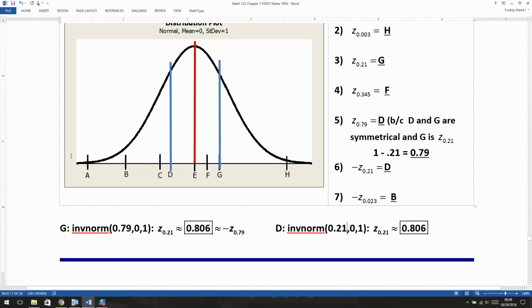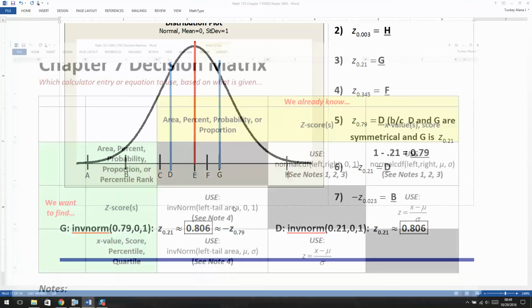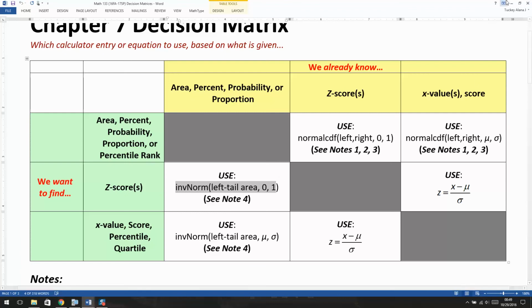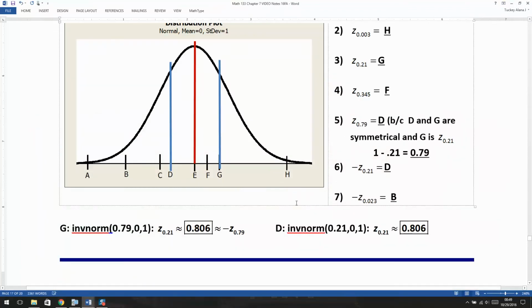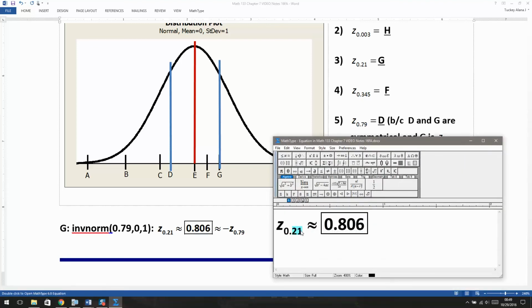Okay? Because you start on the left tail for inverse norm, because inverse norm wants left tail area, unlike your notation, which does right tail area. That's what makes these so confusing, because they go in opposites, right? So 0.21, which is going to be negative 0.806 or 0.806.